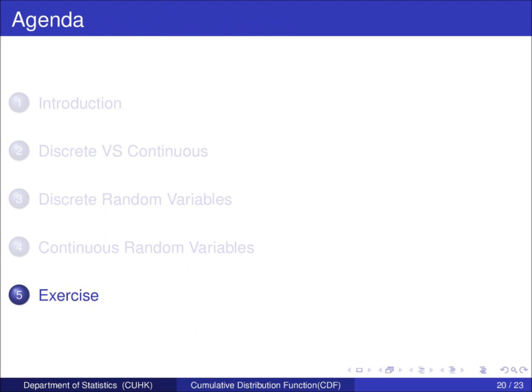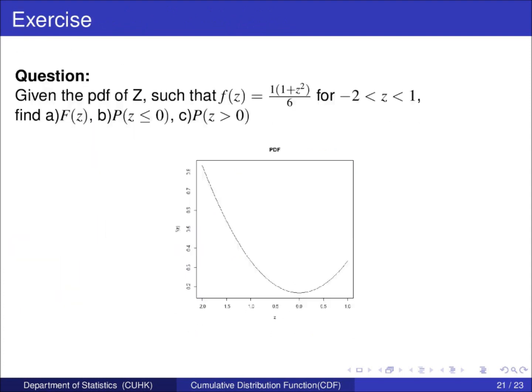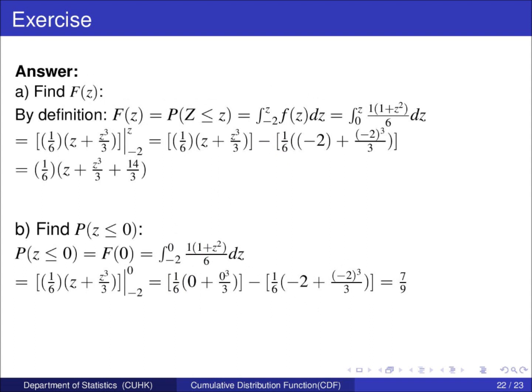So finally, let's do an exercise. In this question, we are given the PDF of z such that the function is equal to 1 times (1 plus z squared) over 6 for z between -2 and 1. We are going to find part A, the CDF, part B, the probability of z smaller than or equal to 0, and part C, for z larger than 0.